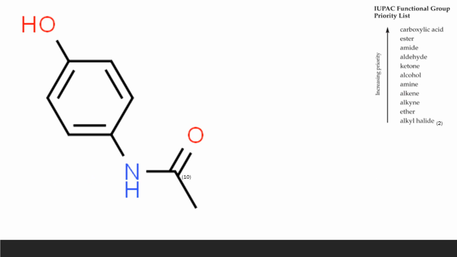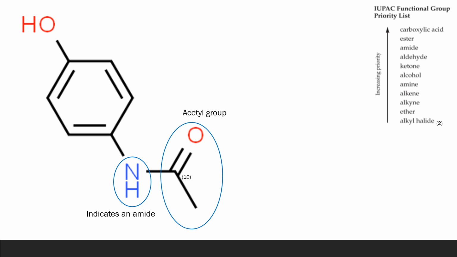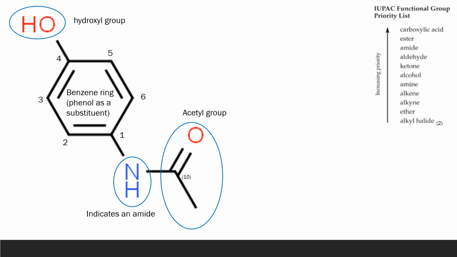Alright, out of the 3, we're left with 1, but we still need to make sure that this is the medication that we're looking for. So, we have the NH, which indicates an amide. We have our acetyl group coming off of the amide. We have our benzene ring, and we have a hydroxyl group. And because of this, we know that whatever we have is going to end up as an amide. So I would challenge you to pause the video and try and name this molecule.